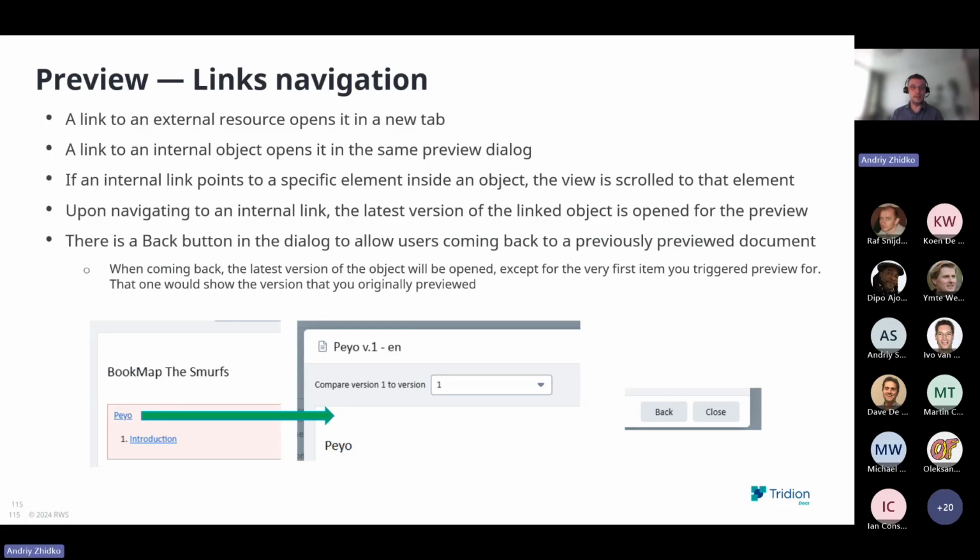So how we are handling links as part of the preview. External links are opened in a new tab. Internal links are opened in the same preview dialog, and you can navigate back using the back button for that. And if the internal link points to a specific element inside an object, then the view is scrolled to that element.